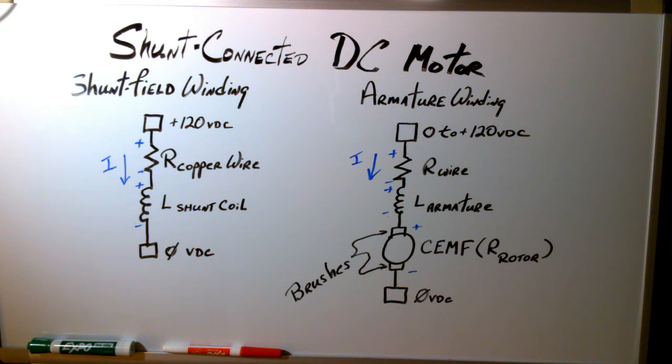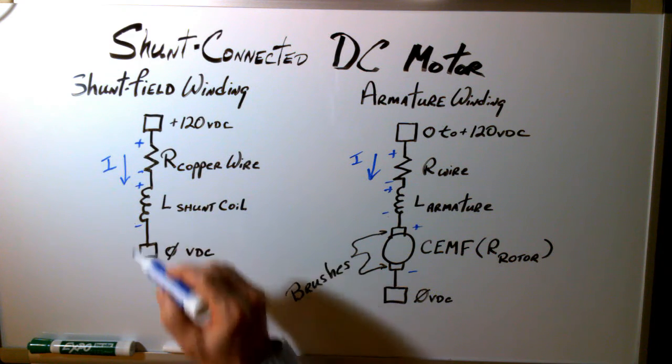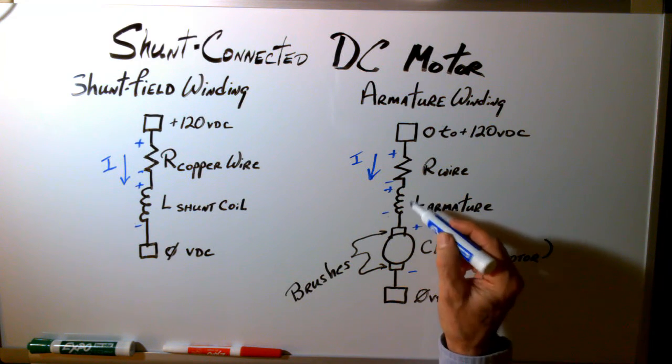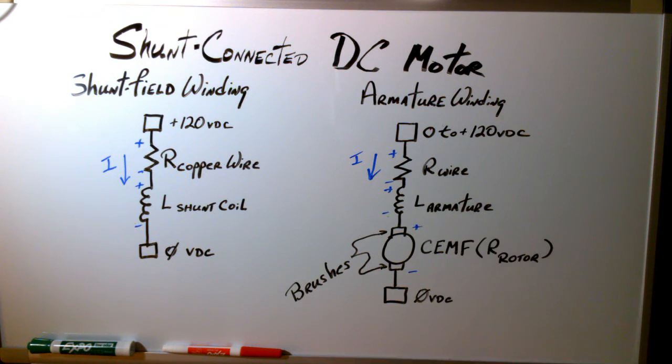Now then, the model gives you just a basic idea of how a shunt-connected, shunt-configured DC motor operates. Remember that all motors have to have two rotating magnetic fields in order to get mechanical motion out of the motor. So we have a magnetic field created by the inductor of the shunt. We have a magnetic field created by the inductance of the armature.